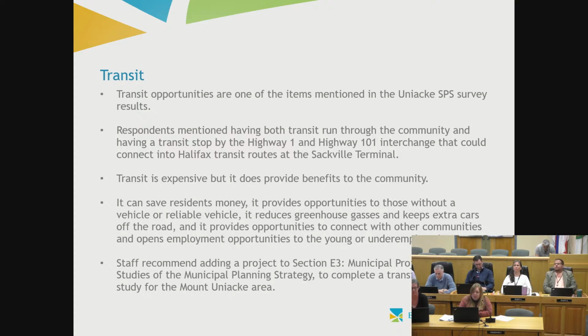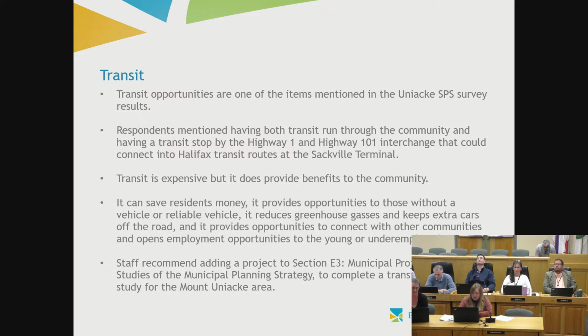Transit. Transit opportunities are one of the items mentioned in the Uniacke Secondary Planning Strategy Survey results. Respondents mentioned having both transit run through the community and having transit stop by the Highway 101 interchange that could connect into Halifax transit routes at the Sackville Terminal. Transit is expensive, but it does provide benefits to the community. It can save residents money. It provides opportunities to those without a vehicle or a reliable vehicle. It reduces greenhouse gases and keeps extra cars off the road, and it provides opportunities to connect with other communities and opens employment opportunities to the young or underemployed.